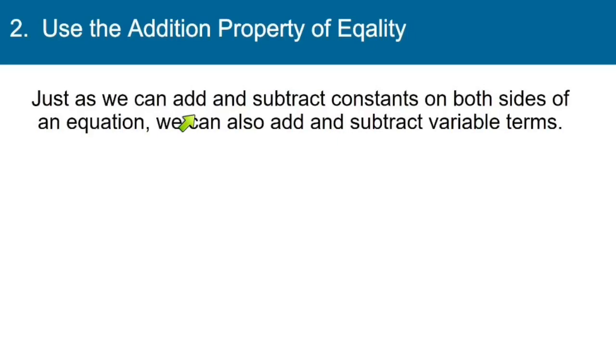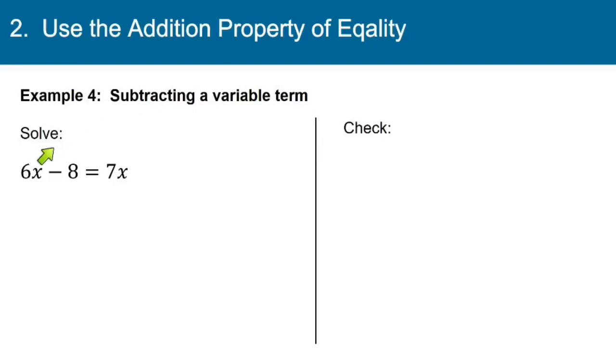Just as we can add and subtract constants on both sides of an equation, we can also add and subtract variable terms. Remember, variable terms just represent unknown numbers. So, of course, we can add and subtract them to both sides of an equation. Here is an example for us. This says solve 6x minus 8 equals 7x. So I have an x term on the left and an x term on the right. And we need to get all the x's together because remember we're trying to isolate x on one side of the equal mark. So notice that I have a variable and a constant here on the left.